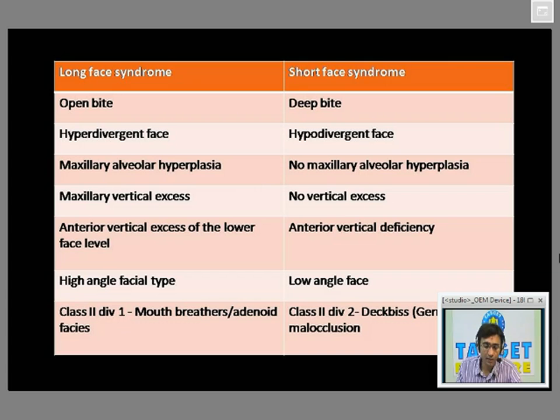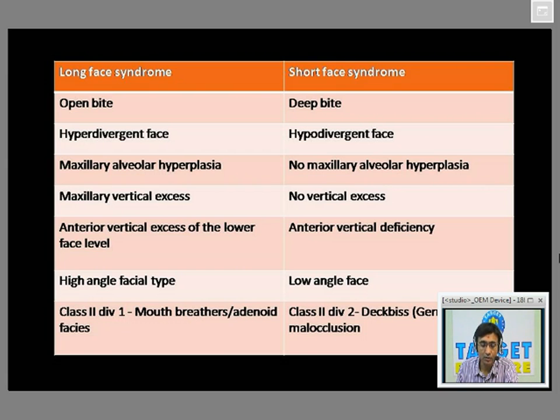Now, in long face syndrome, they have maxillary alveolar hyperplasia. Since they are mouth breathers, they have open bite and do not have contacts during the growing age, so the maxilla overgrows. In short face, there is no maxillary alveolar hyperplasia. There is maxillary vertical excess. Frequently, these patients have a lot of gingival display, which is due to maxillary vertical excess. In short face, the lips almost cover the upper incisors, so there is no vertical excess. In fact, there is a little less visibility of upper incisors, since they are retroclined and fully covered by the upper lip.